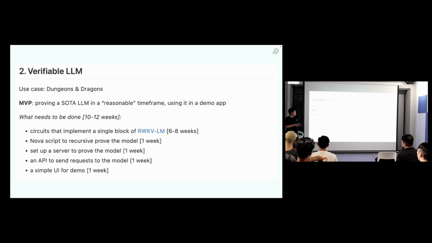So one thing to get a state-of-the-art LLM in a reasonable time frame is actually through this kind of interesting class of machine learning models called RWKV. I have no idea what the actual full name is. Yeah, no, this is the name of the model. The R I believe stands for recurrent.